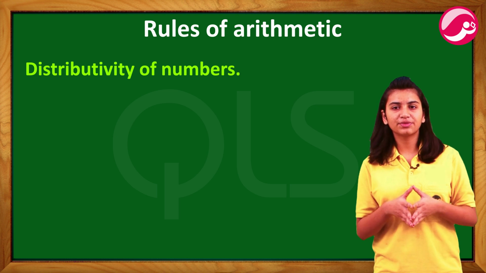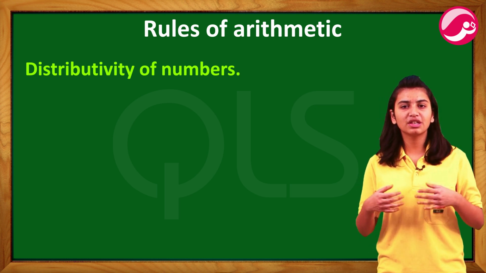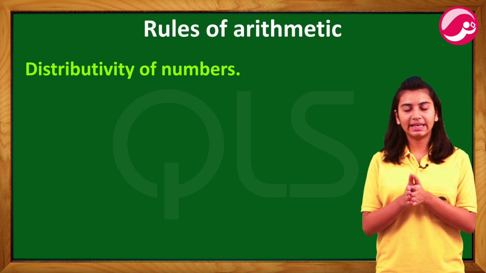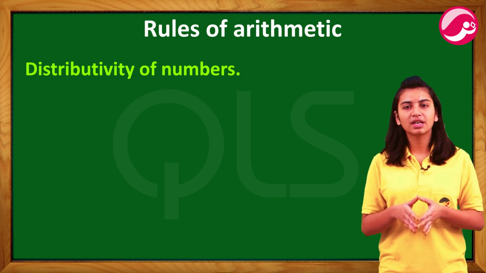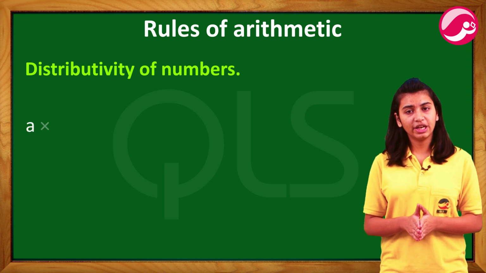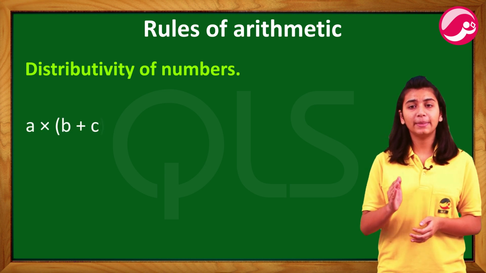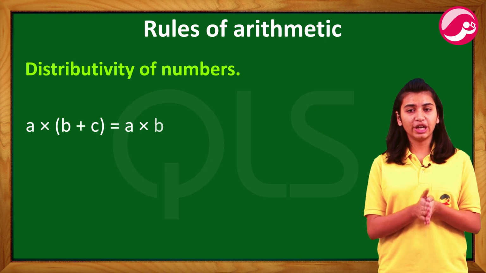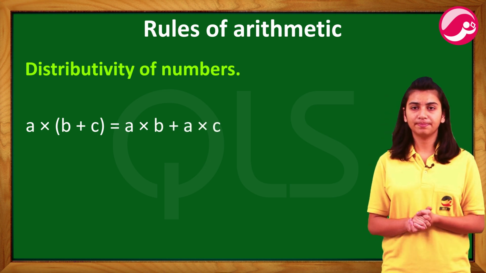By using variables, we can write this property of numbers also in a general and concise way. Let a, b and c be three variables, each of which can take any number. Then a into (b plus c) is equal to a into b plus a into c.